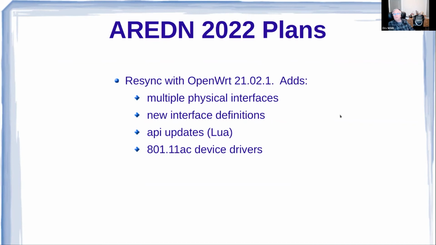You know how some of our AREDN software installs are ATH71 or AR71 and ATH79 or something like that. That's because they're midway in the process of transitioning all the drivers over to the newer one. So you'll see more of those. API updates, all the Lua stuff. And once that's done, they'll start migrating in the 802.11 AC drivers.